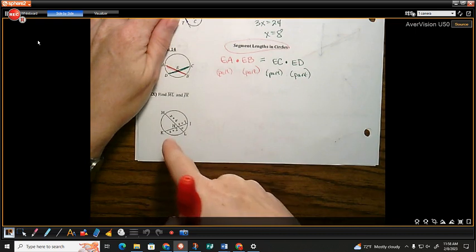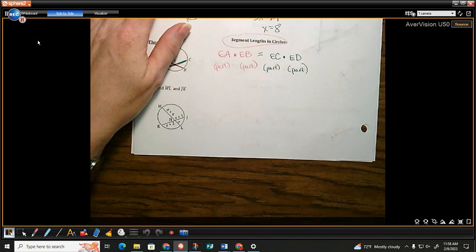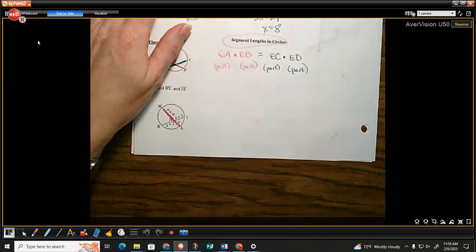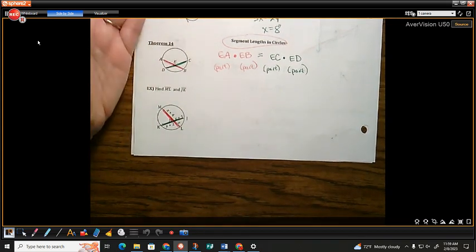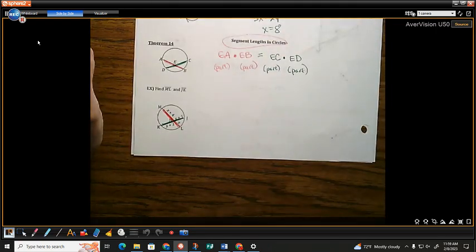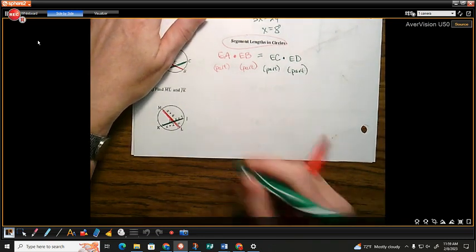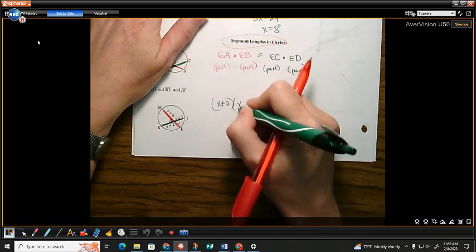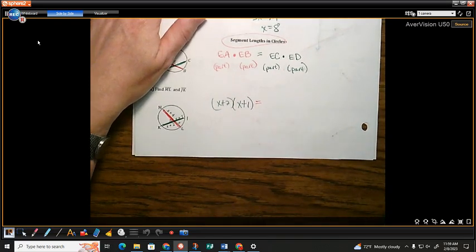So, in this example, what objects do you see in this picture? Chords. And what are they doing? They're intersecting. So I'm allowed to say that the two parts of one multiplied should equal the two parts of the other multiplied. What are my two parts of my green chord that I can multiply? Go ahead, Jack. X plus 2 times x plus 1. Okay.